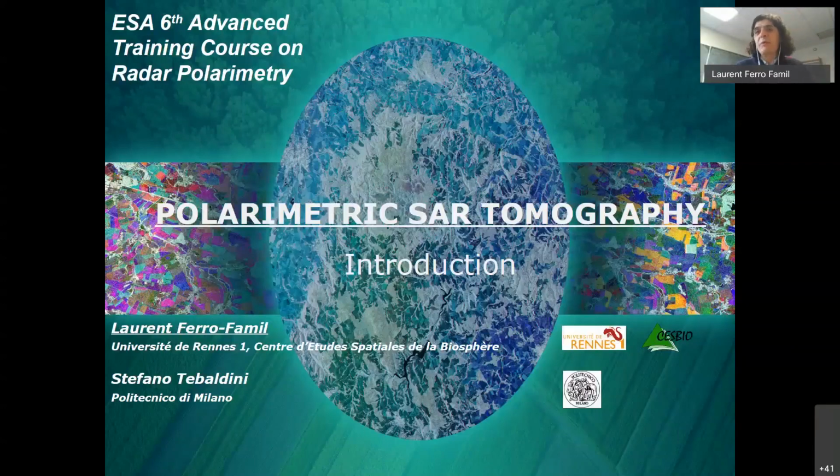Polarimetric SAR tomography is a very wide subject, so in a few hours we will not have time to go into the details and explain all the tricks and the different strategies you can use to perform polarimetric SAR tomography processing. Instead, we will try to give you a taste of what you can do and the basic principles behind this way of processing SAR data in order to analyze remote environments.